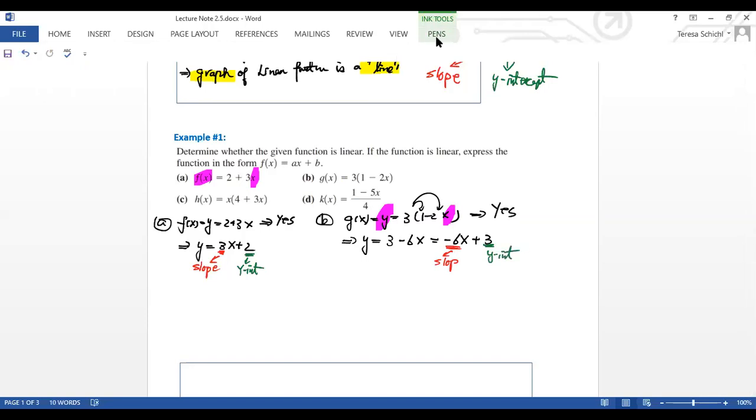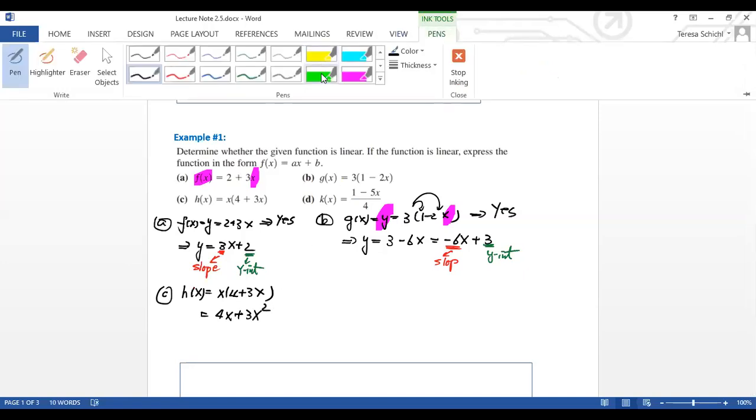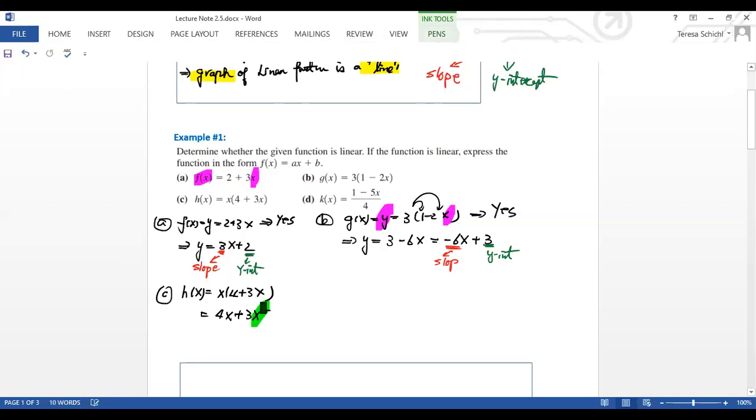Now let's take a look at part C. This is h of x equals x times the quantity 4 plus 3x. For this one, you see x on both parts. If you use the distributive property, this will be 4x plus 3x squared. Then you say, something is wrong here because it's x squared, not just x and y. So this is not a linear function.